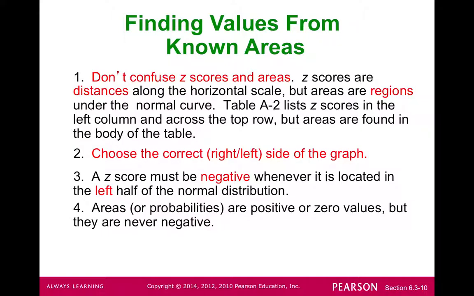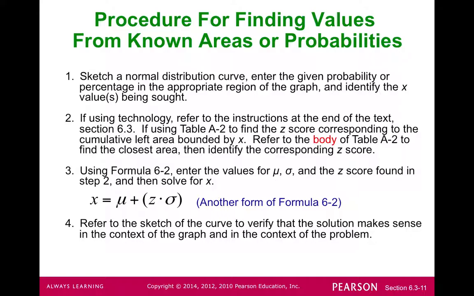And we talked about that a little bit earlier, in the last section, that the area under the curve can't be negative. It's always a positive number, or I guess it could be zero, but for the most part, it's going to be a positive number. Okay, so let's keep going. So similar to what we did in the last section, we're going to sketch our normal distribution curve, and we're going to label things on our graph appropriately.